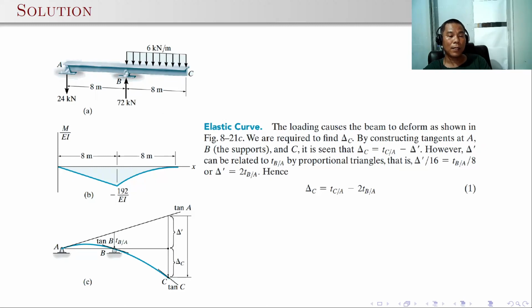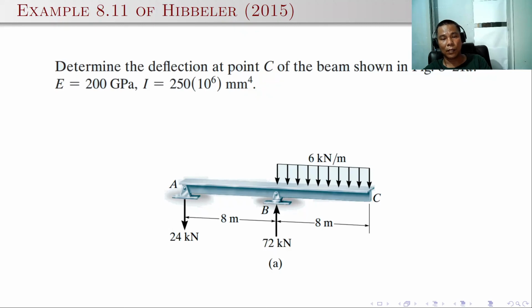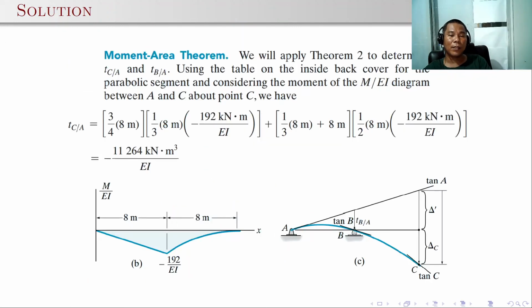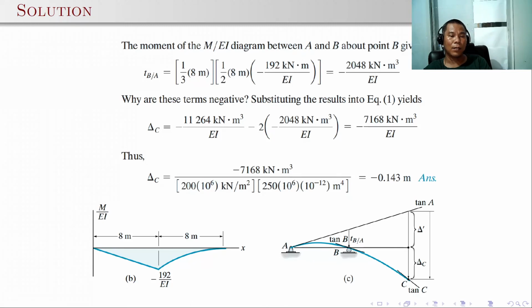In this case, the tangent at A is just above the elastic curve, and you can also take ratio and proportion to compute for the displacement at the endpoint. Yeah, the deflection at the endpoint, point C. Okay, so you can just follow these slides and you can compute for the delta C.